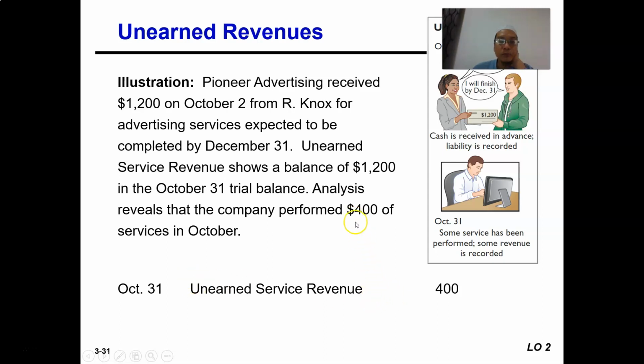But after 1 month, we have actually done some of the work. Therefore, we need to reduce the owing that we have to our customer. Therefore, we reduce by 400 by debiting our unearned service revenue liability account. And on the other side, we need to recognize this as revenue because we have rendered 1 month of service. Therefore, we credit our service revenue account by 400.